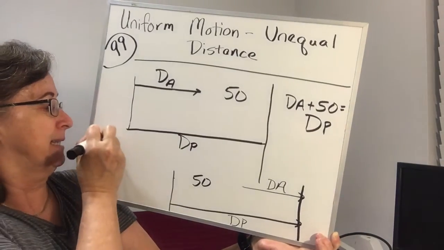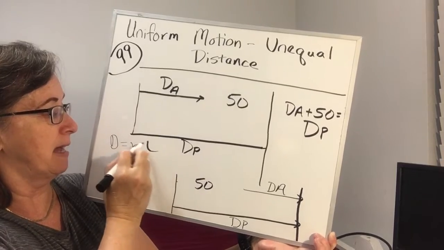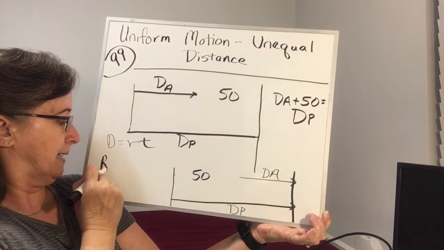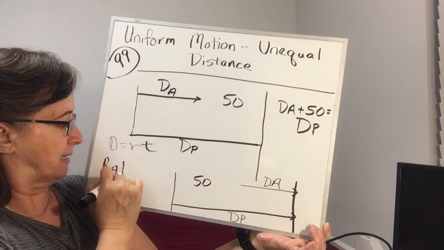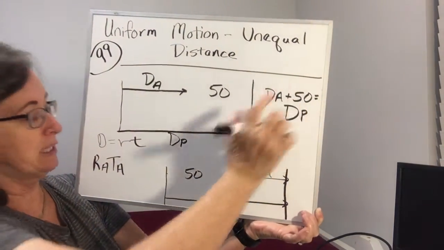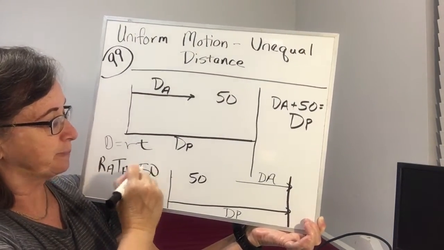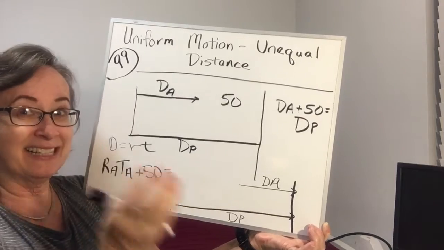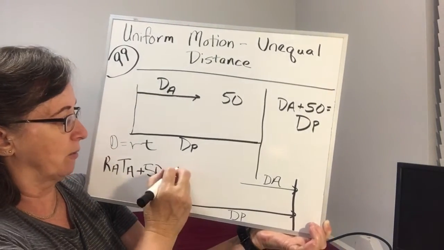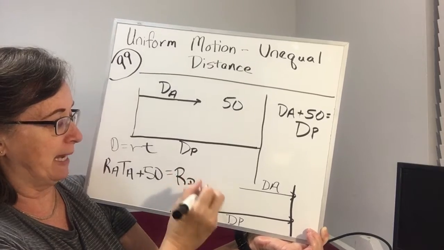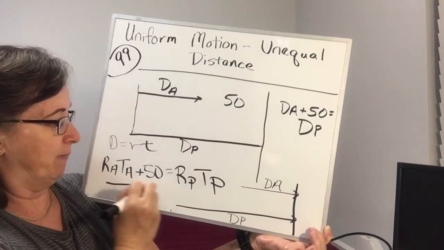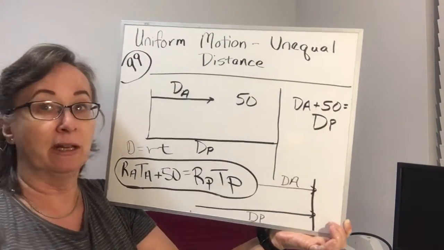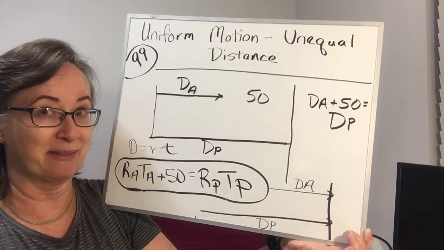So remember, distance is rate times time. So since we have distance of person A, we would have rate A times time A plus 50 is distance P. And so that's going to be distance P is rate times time. So rate of person P times time of person P. And this would be our equation that has rate and time in it. This would be our equation before we switch from distance to rate times time.